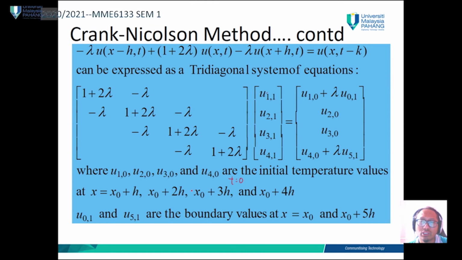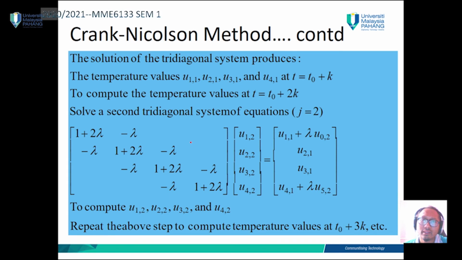So this will be the initial temperature value, and we are going to use the boundary values for x equal to x0 and x0 plus 5h, which are u01 and u51. So the solution of the tri-diagonal system is going to produce the temperature values for u11, u21, u31, and u41 at the time t equal to t0 plus k.